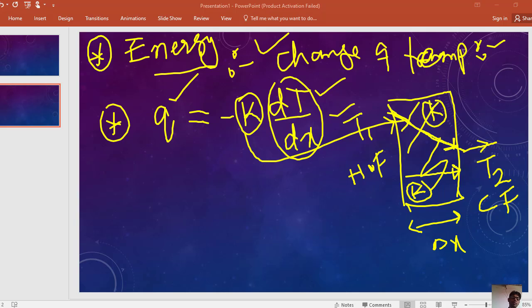Similarly, in mass transfer there is an important law which is called Fick's law of molecular diffusion. The Fick's law of mass transfer.